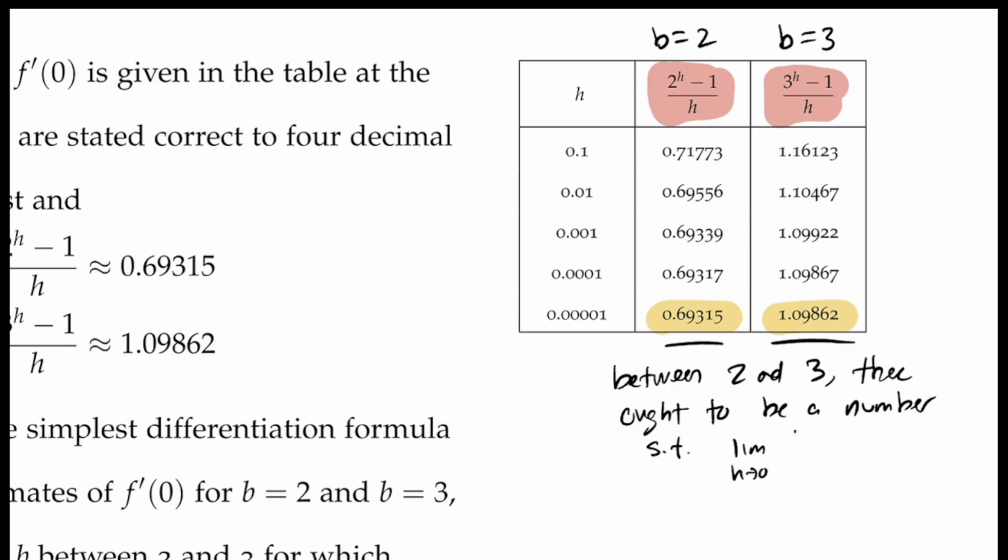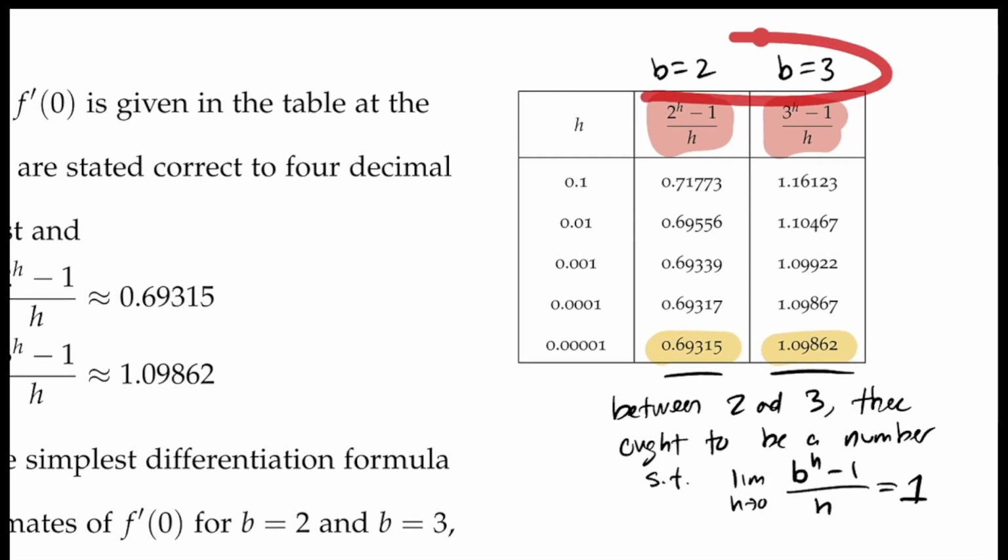So that is, if I have whatever that number is, I don't know what it is yet, but if I do this, that should equal 1. And I don't know what that number is, but it should be between 2 and 3, because at 2, that limit is less than 1, and at 3, that limit is greater than 1. So somewhere between 2 and 3, we should hit a number where that limit is exactly equal to 1. And that's going to form the foundation of our exponential, okay?